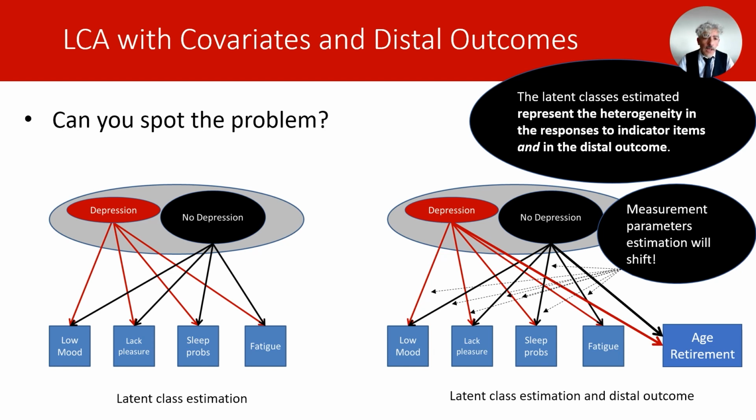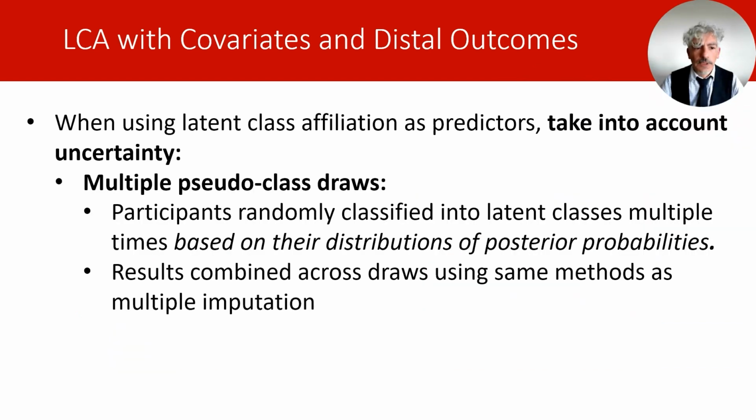The same problem happens when we add covariates. The problem is basically that the latent classes are then accounting for heterogeneity in the indicators and the other covariates or distal outcomes we are including. We might want to use latent class affiliation as covariates, but in doing so, we will also need to take into account that latent classes are probabilistic. So we need to control for the uncertainty in latent class membership if we want to avoid bias in the results when we use latent classes as covariates.